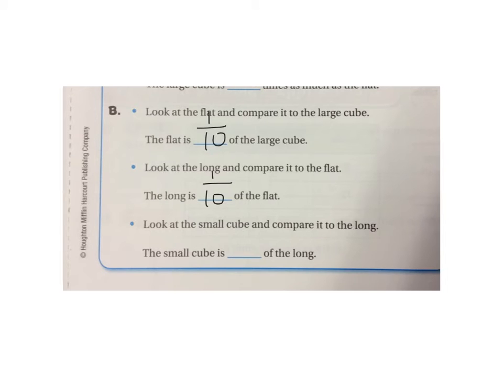Let's look at the small cube compared to the long. Haruna, how many small cubes does it take to make one long? 1, 2, 3, 4, 5, 6, 7, 8, 9, 10. So if I take one small cube out of a total of 10 of them, we note that the small cube is how much of the long, Yanming? 1/10. 1/10 of the long. Good, write it in.